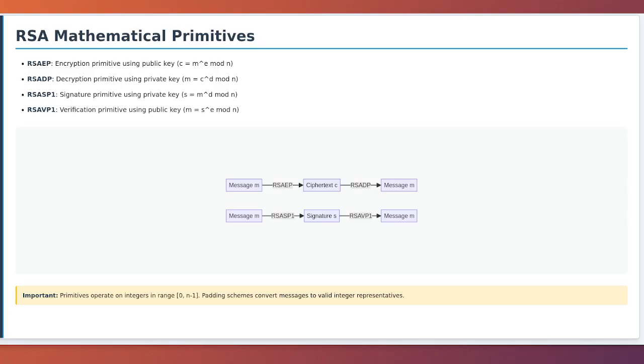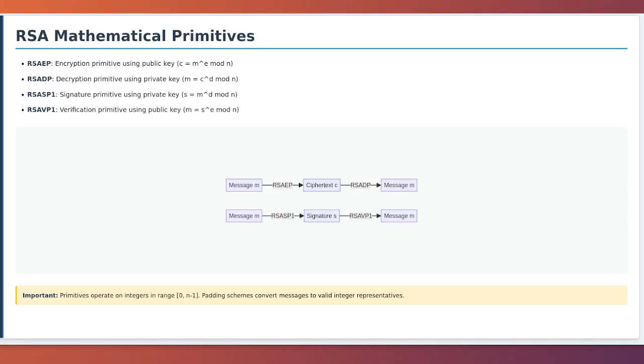Finally, there is RSAVP1, the RSA verification primitive, which uses the same math as RSAEP. You take a signature s and compute m equals s to the power e mod n using the public key. This is fast because e is small, and anyone with the public key can verify signatures. The verification checks that the recovered message representative matches the expected value derived from the actual message.